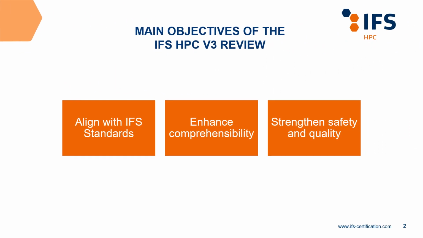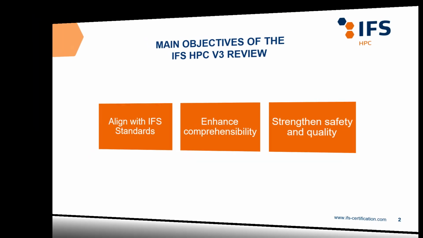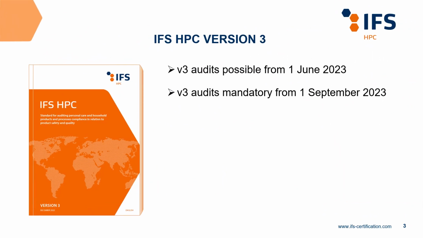The main objectives of the standard review were as follows. Align the HPC version 3 standard with the other IFS standards. Provide clarification and improvement of requirements, concepts, and wording. Strengthen safety and quality aspects. Version 3 audits are possible from June 1st, 2023, and mandatory from September 1st, 2023.